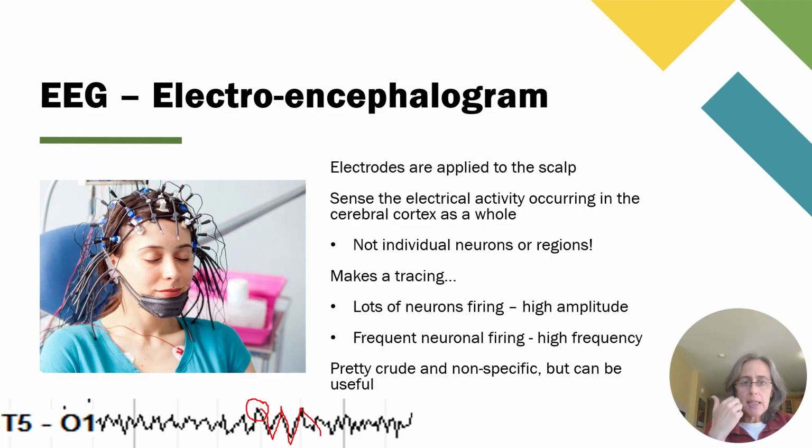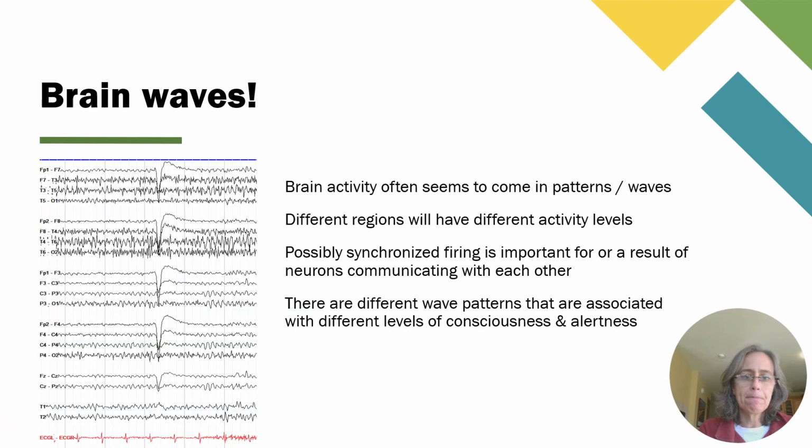We can also see that it comes in these periodic bursts or waves, hence brain waves. If they're happening frequently, that's going to produce a high frequency tracing where we see lots of ups and downs. Whereas if they're happening infrequently, we're not going to have as many ups and downs. So EEGs are pretty crude overall and non-specific, but they can be useful. They're not telling us exactly which neurons are firing, part of which pathways, why, and who they're talking to, but we can get a general gestalt of overall brain activity.